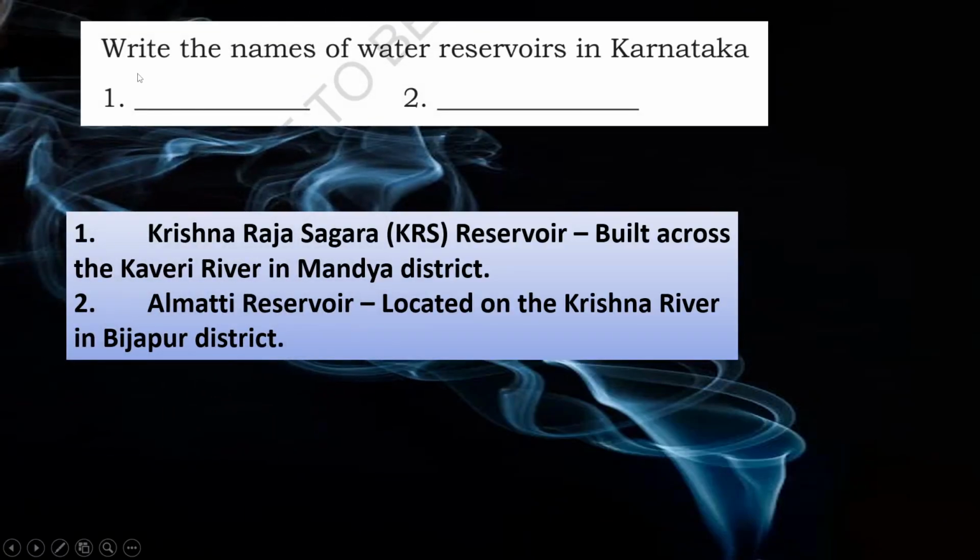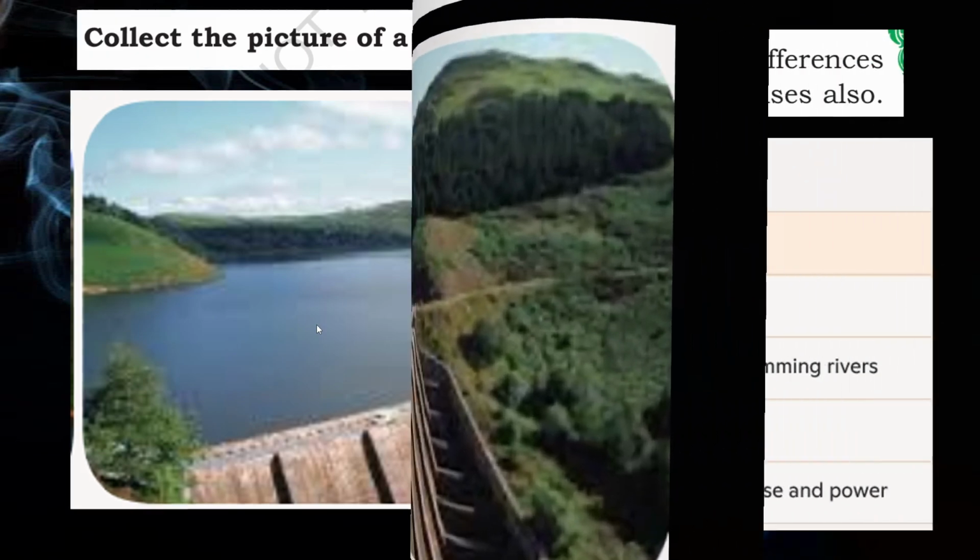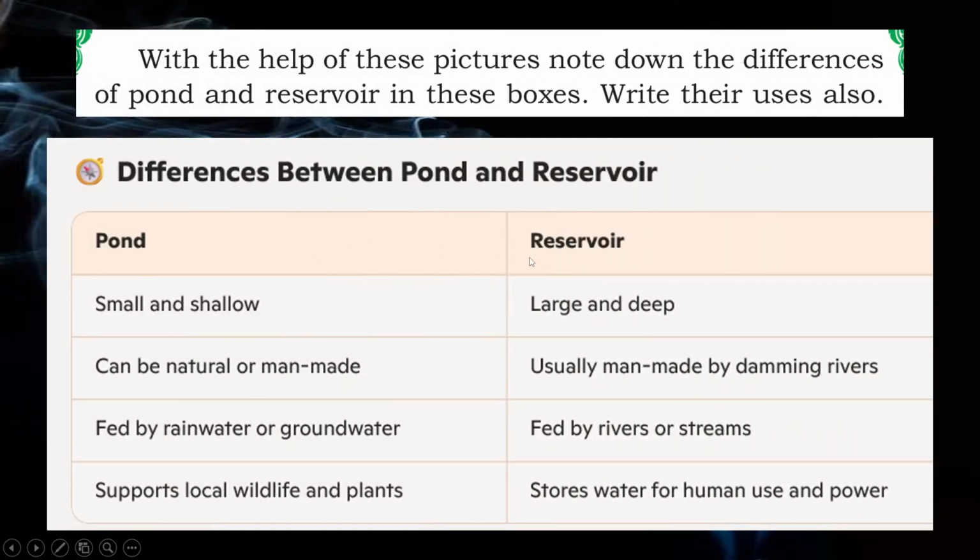Write the names of the rivers, water reservoirs in Karnataka. Krishnarajasagara KRS Reservoir, built across the Kaveri River in Mandya district. 2. Alamatti Reservoir, located on the Krishna River in Bijapur district. Select the picture of the water reservoir and paste here. With the help of these pictures, note down the differences of the pond and reservoir in these boxes.